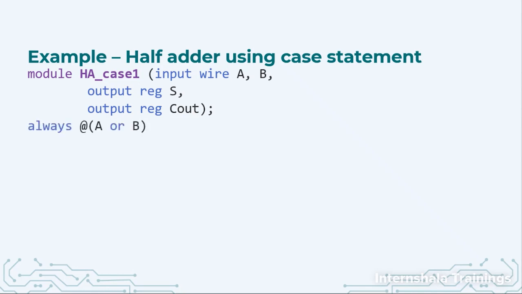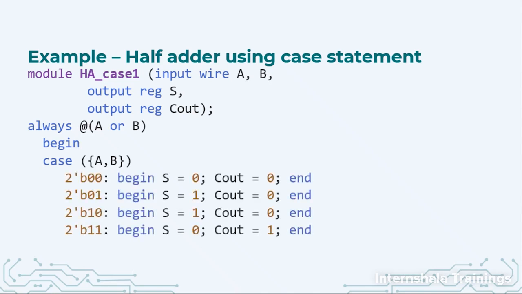Then we say always @(A or B), that means if any one of A or B is changing, begin case statement, and inside the curly brackets I have the concatenation of A and B. Curly brackets mean concatenation. So we are concatenating A and B, first is A, then is B. So 00 means A is 0, B is 0, and 10 means A is 1, B is 0. Then we mention 4 cases.